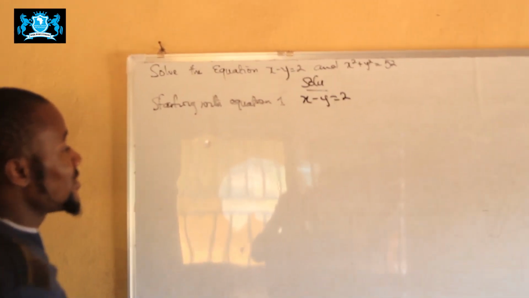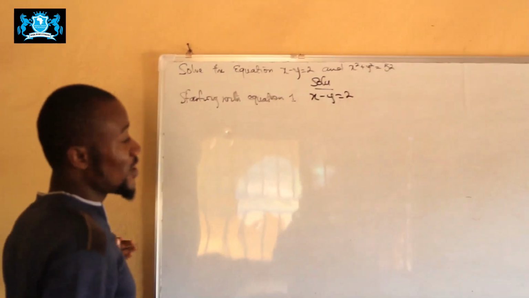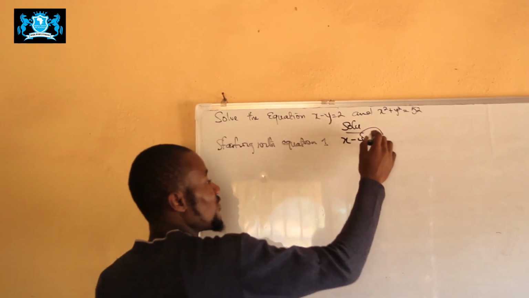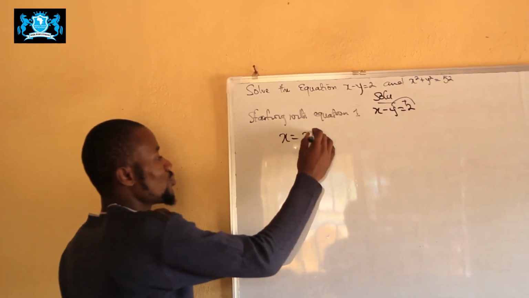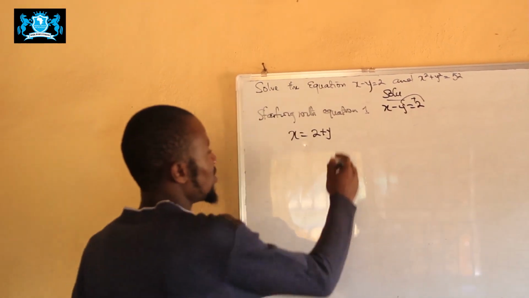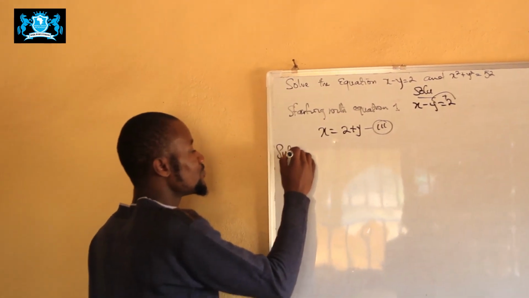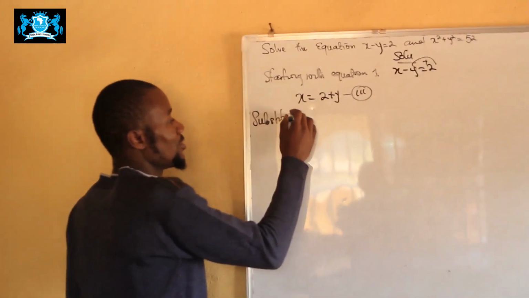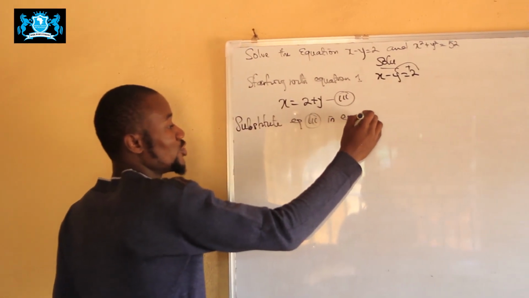Now here, we decide to make x the subject of the formula. So if you are making x the subject of the formula, remove this one over, changing it from minus to plus. So you have that x is equal to 2 plus y. Now, this is our equation 3. So we now substitute equation 3 in equation 2.